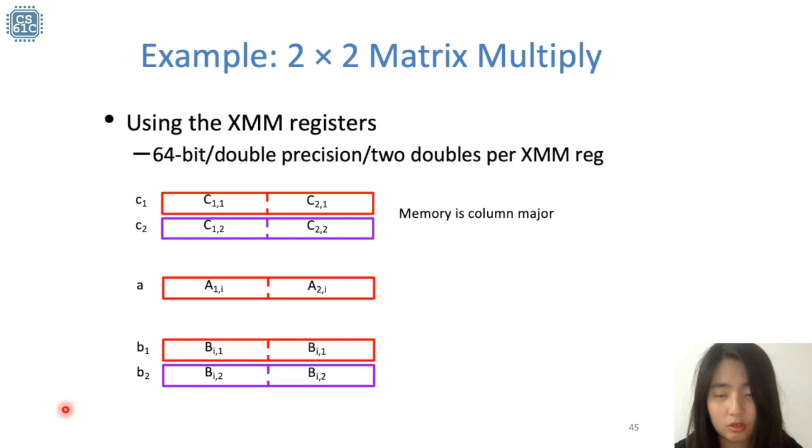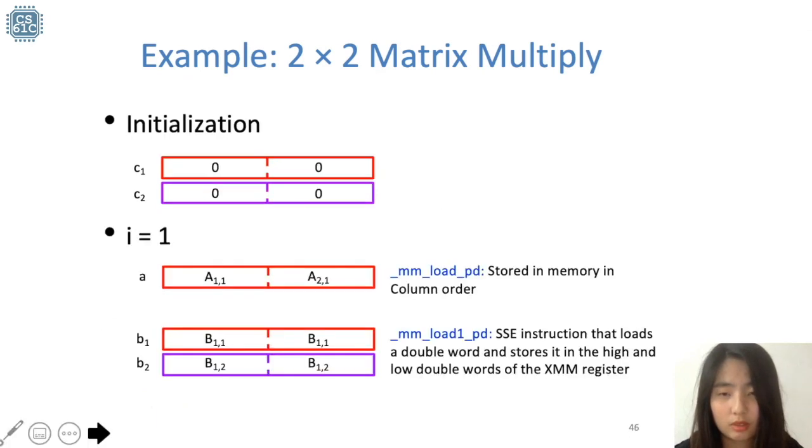Let's break it down into multiple steps. So the array here is saved in column major. So C1 means the first column, C2 means the second column, A indicating the column of A. So right here we're doing A1i, A2i. When i is 1, it is the first column of A, when i is 2, it is the second column of A. B1, B2 here will have a different meaning. Let's see. So C1, C2 are all initialized to 0 in the very beginning.